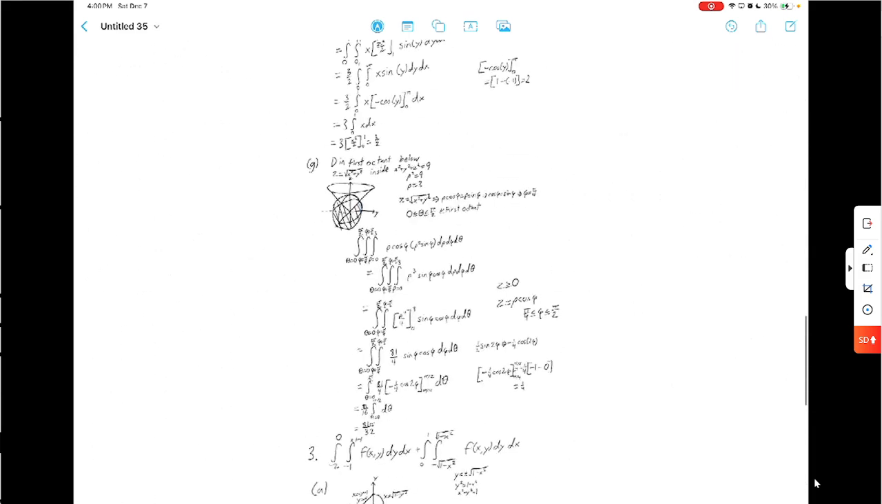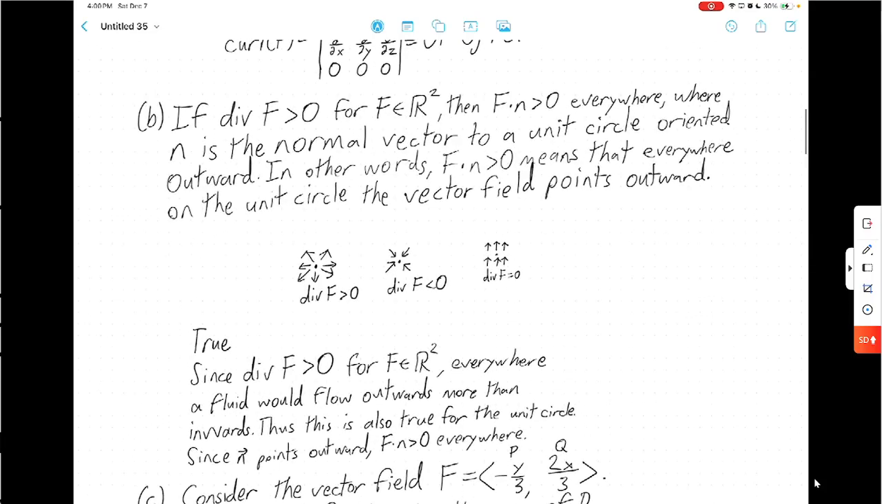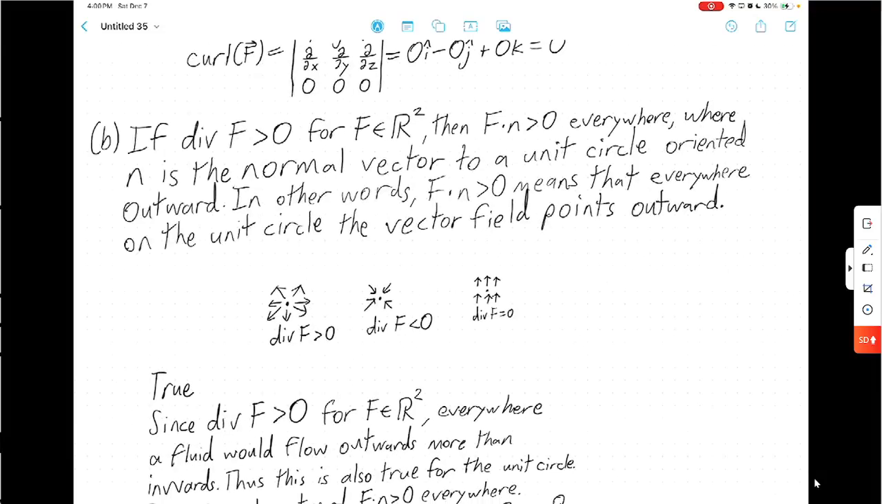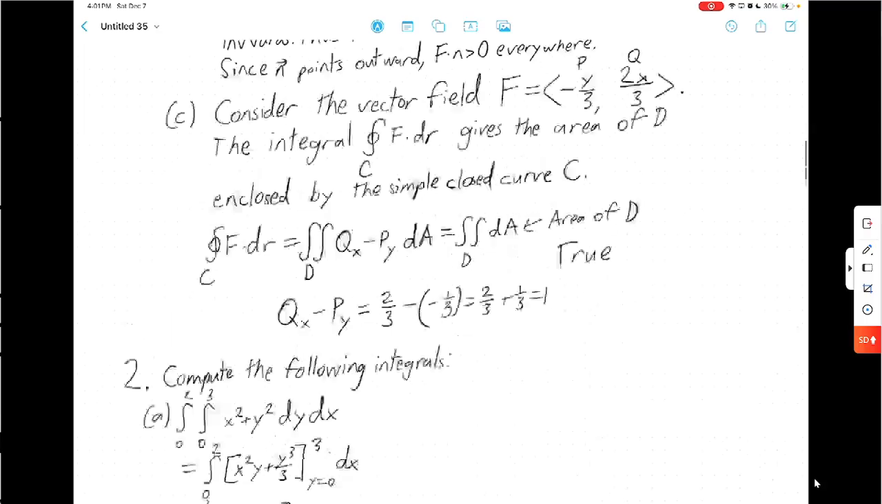Alright, 1b, what was your question? Wouldn't it mean, if n dot f, if it's normal, that n dot f equals 0? N is not necessarily normal to f. If n is normal to a unit circle. Okay, thank you. No problem.